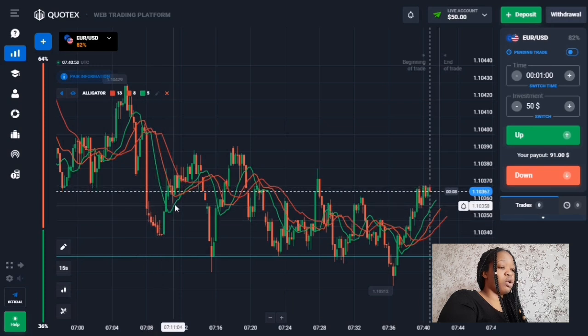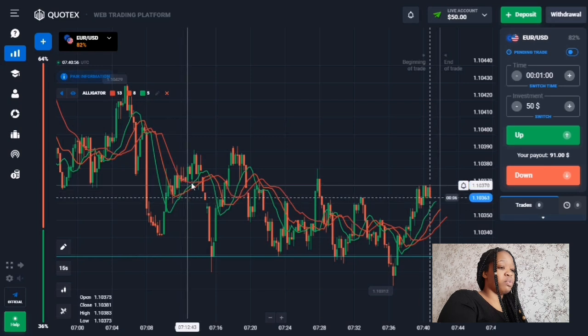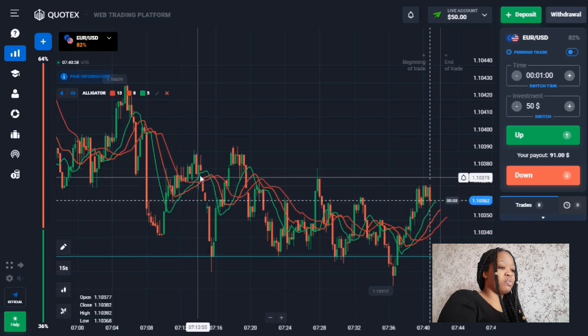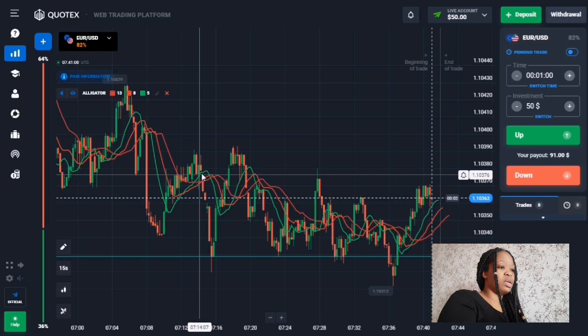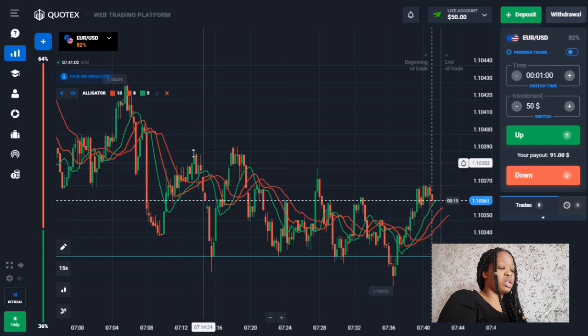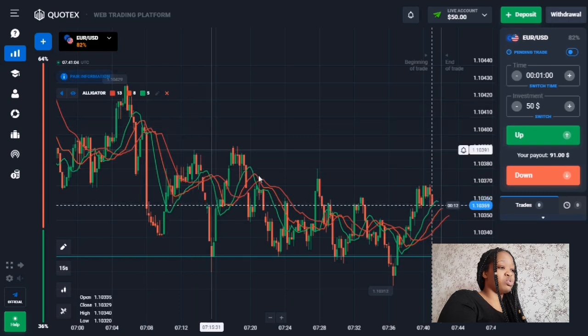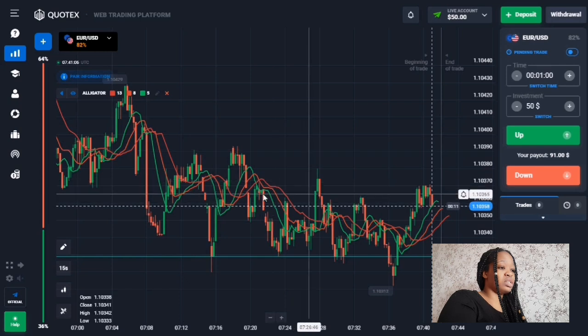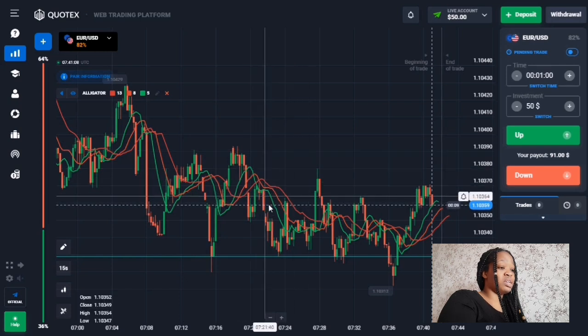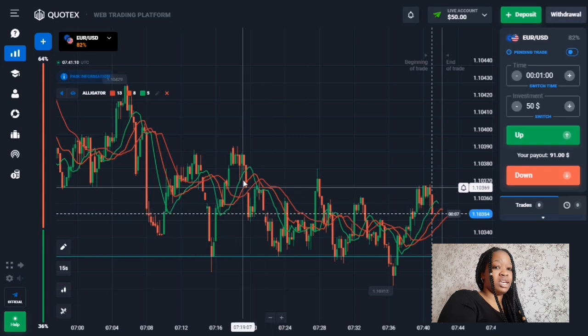Also the opposite is true. When the green moving average is crossing the red moving average from bottom to top, this is a signal to show you that you have to enter the market with an up trade. Otherwise, if you see the down trade, you better open a down trade here, especially if the indicator signals it.